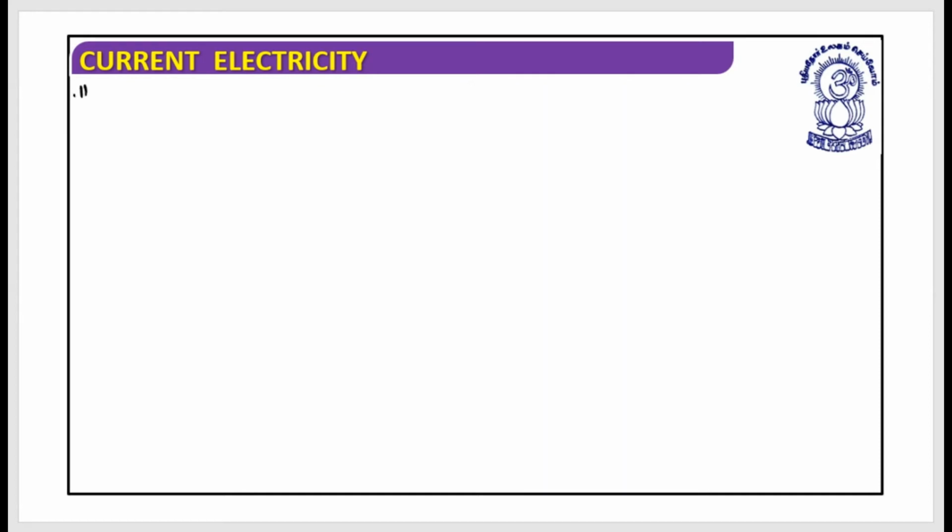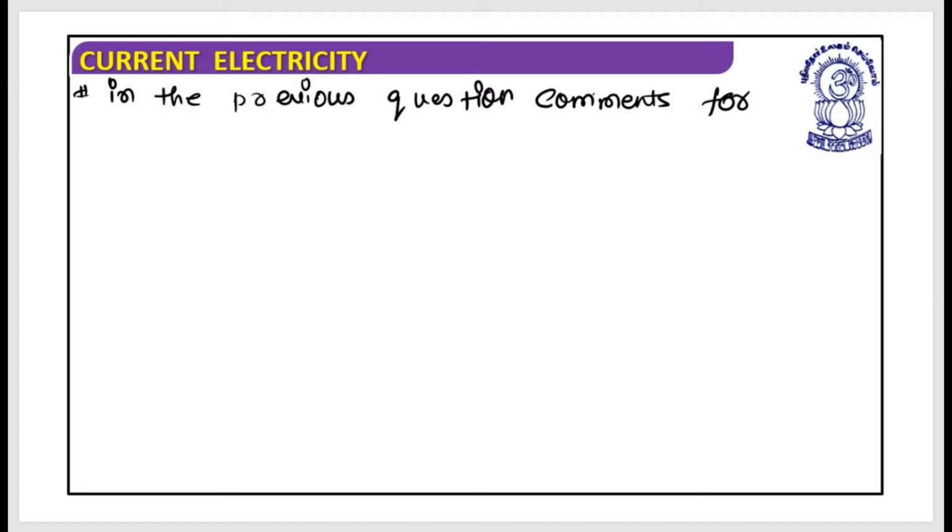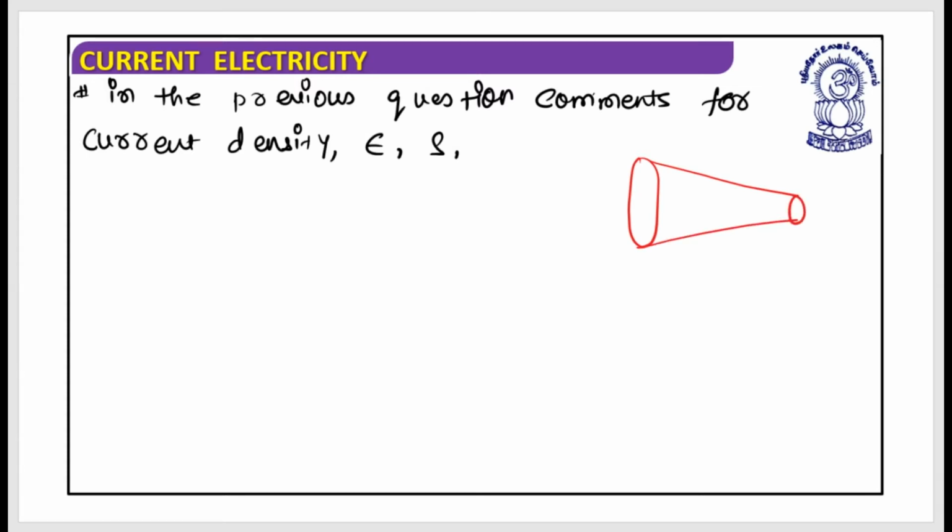That if in the previous question, comments for current density and electric field, resistivity, yes, let's work for this only. Yes, if you want, this was the diagram. This was the section P, this was the section Q.